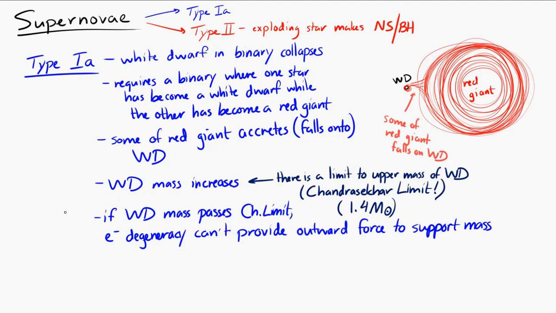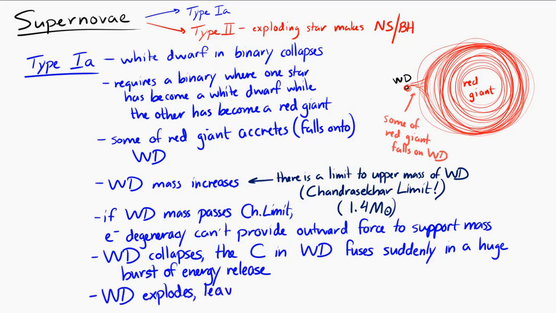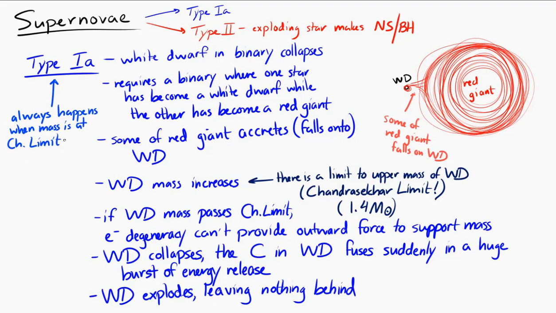The white dwarf collapses very suddenly, and all of the carbon in the white dwarf fuses very, very quickly in a massive explosion. There's a huge release of energy in this as the carbon fuses suddenly. The star explodes completely, leaving no remnant behind. Now, this explosion always occurs when the white dwarf mass is at the Chandrasekhar limit. So it's usually a very uniform explosion with the same luminosity.